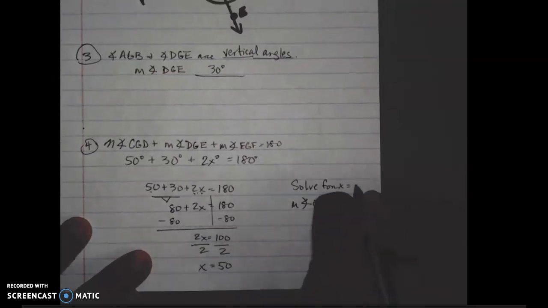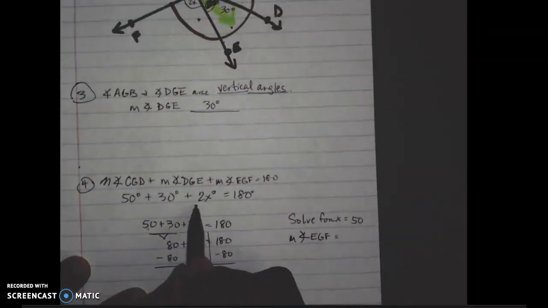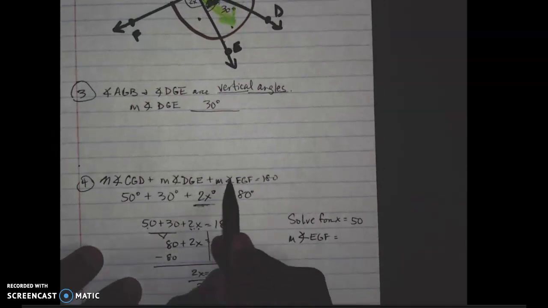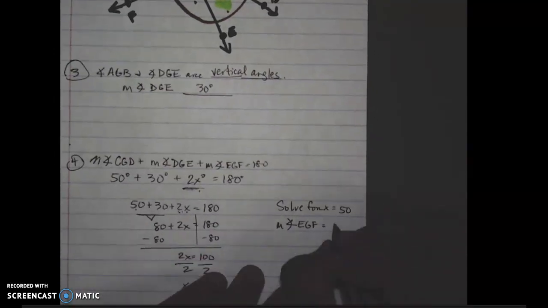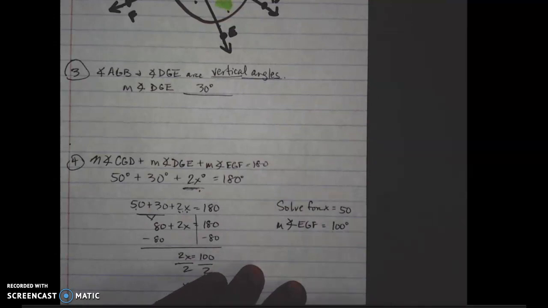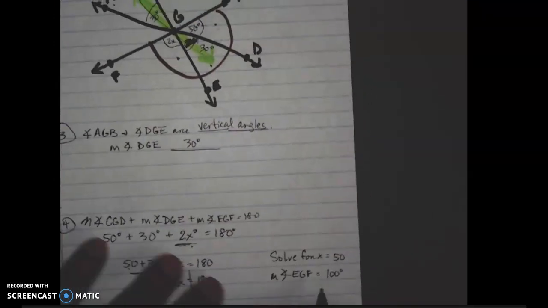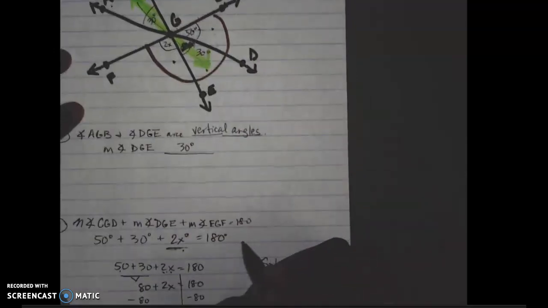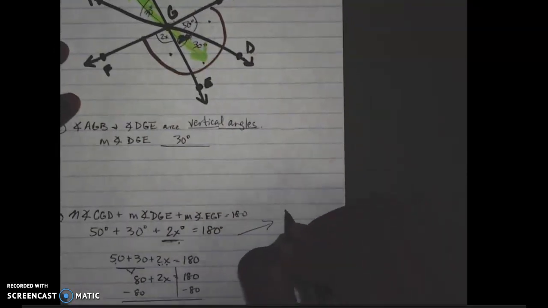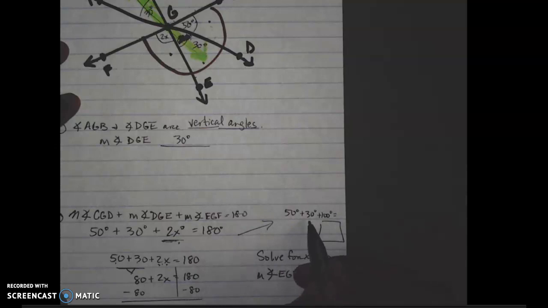Now, if x is 50, and I know that the value of this angle EGF was 2x degrees, I'm going to simply plug in this 50 as my x value. So 2 times 50 gives me what? It's going to give me 100 degrees. Okay, so let's do a check. If I know that all three of these together must equal 180, then 50 degrees plus 30 degrees plus 100 degrees must equal what number? 50 and 30 is 80, 80 plus 100 is 180 degrees.